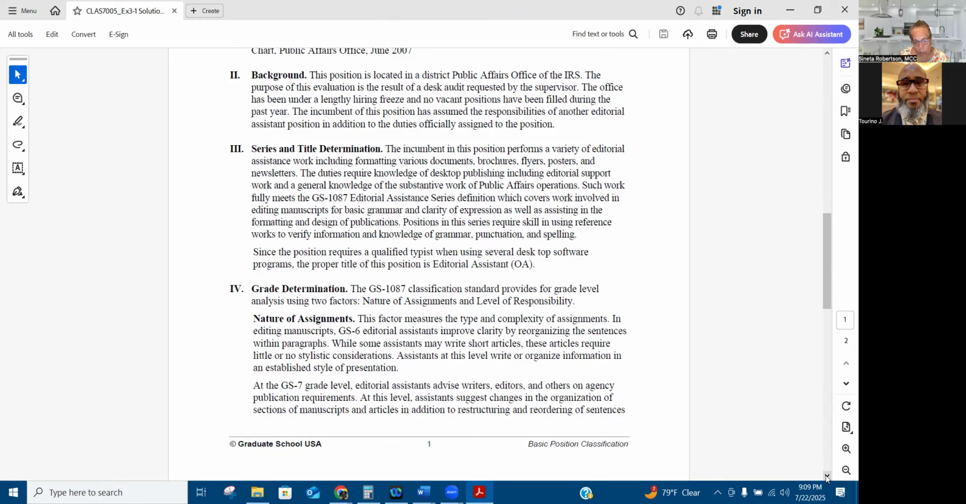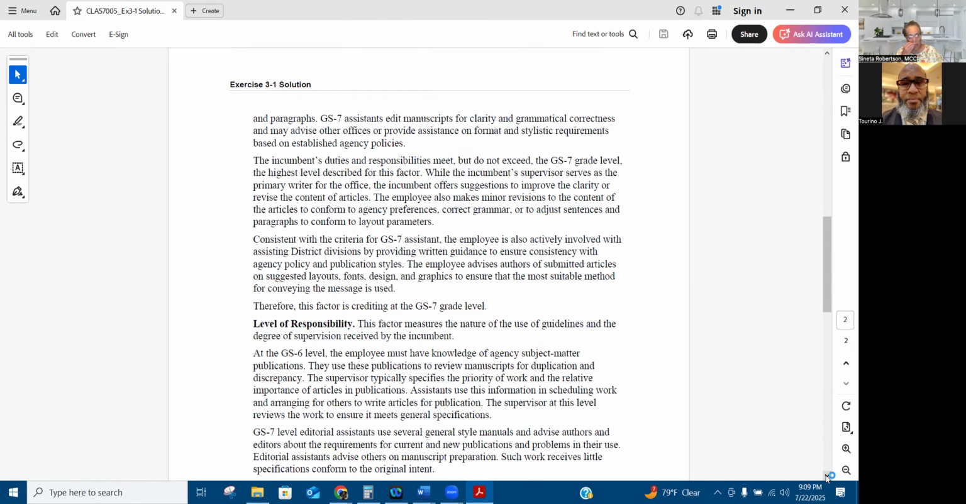And then you want to go to the grade 7 of the nature of assignment and say what they do at that level. At that grade 7 level, editorial assistants advise writers, editors, and others on agency publication requirements, and so forth. And then the next paragraph, can you move it to this next page? At the top, you see this third one finishes telling you what it says in the standard for the grade 7 level. And then this third paragraph talks about what's in the PD and tells you why it met what grade level.